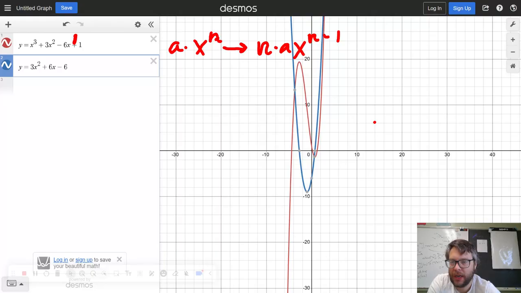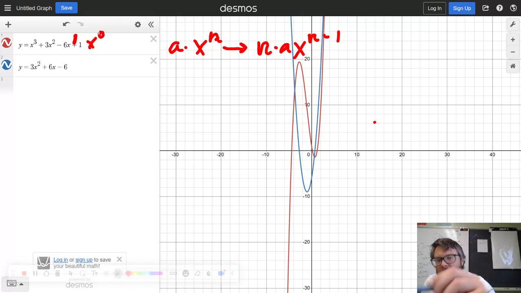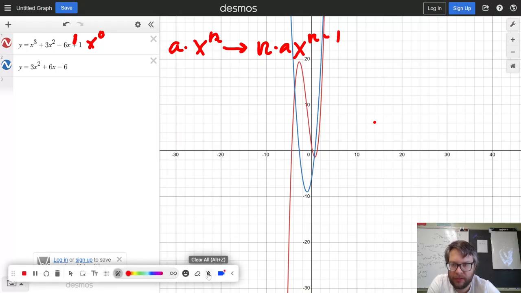You might wonder, what happened to this 1? Well, you can think of 1 as being 1 x to the 0. So when you multiply the 0 in front, it gets rid of it. Or you can think of the number 1 as being a flat line, so that has a slope of 0, meaning it adds 0 to the derivative. Okay, so that was just an example of using it. You can do that on any polynomial. You take the power, multiply it in front, subtract 1. That's how you get the derivative.